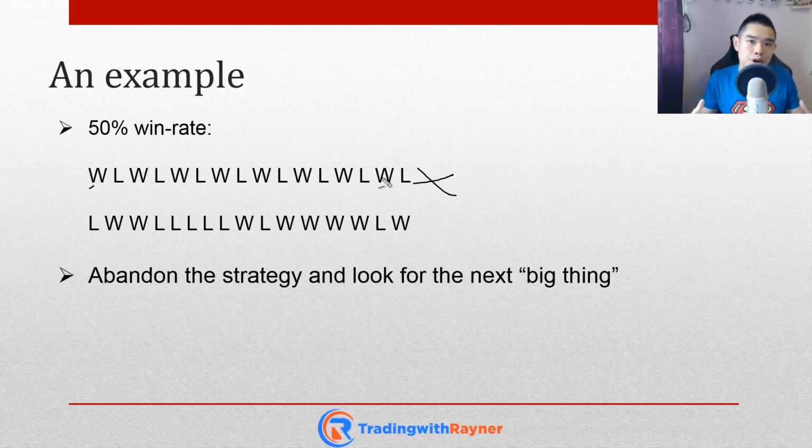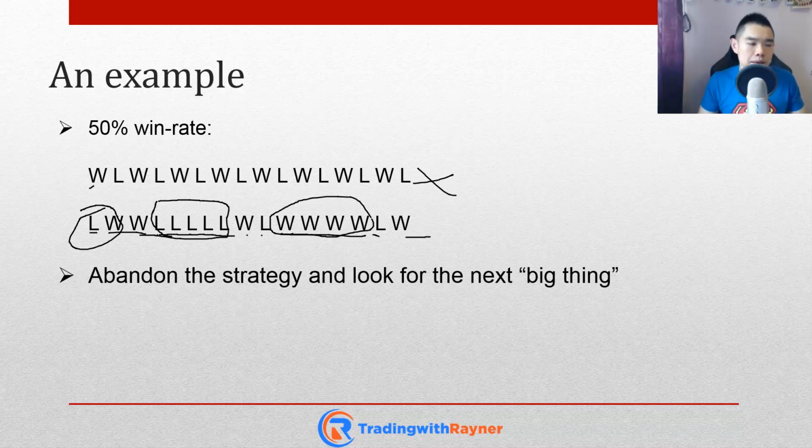It doesn't happen in the real world of trading. In the real world, if you have a system with a 50% win rate, it looks more like: lose, win, win, lose, lose, lose, lose, lose, win, lose, and win, win, win, win, lose, win. You can see that in the real world of trading, you have losing streaks and winning streaks. And from one trade to the next, you do not know whether it's going to be a loser or a winner.